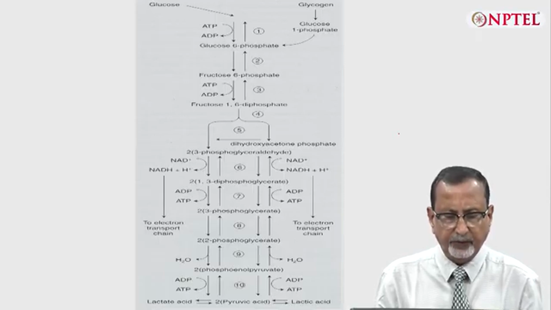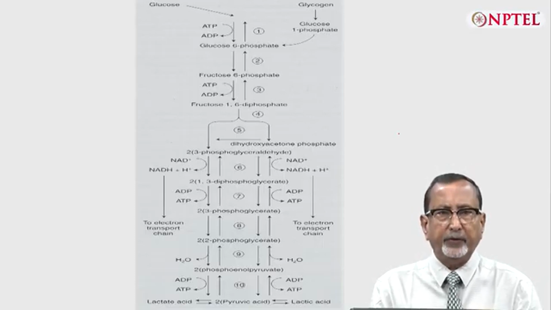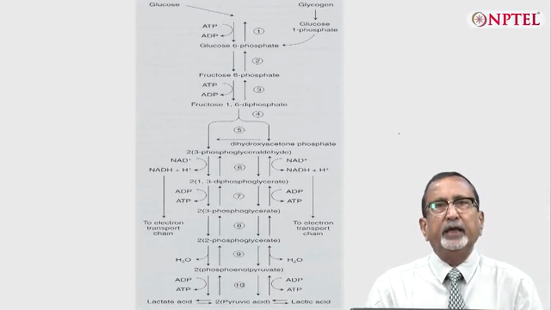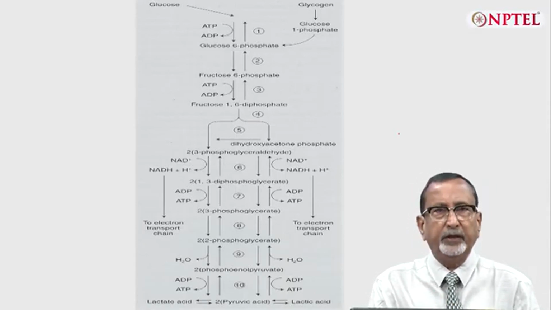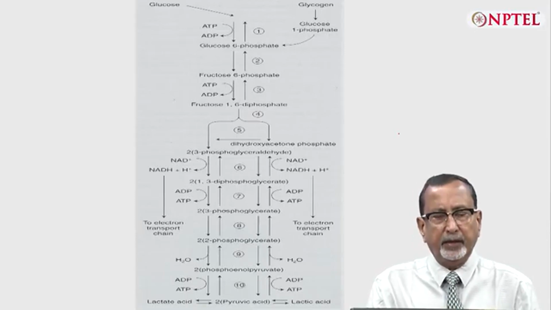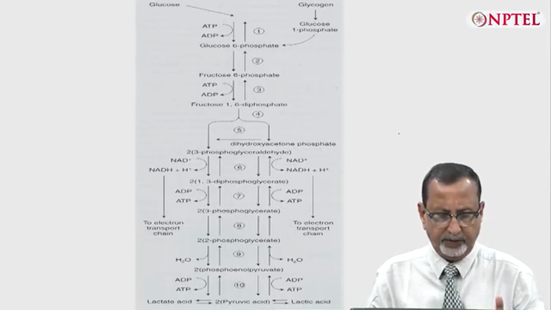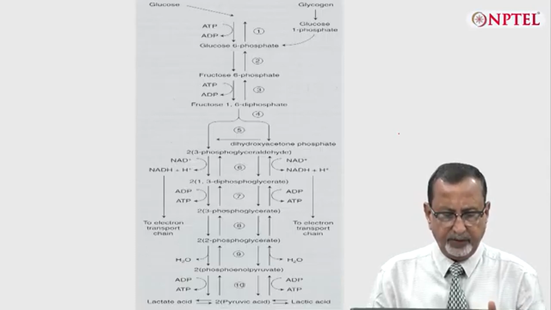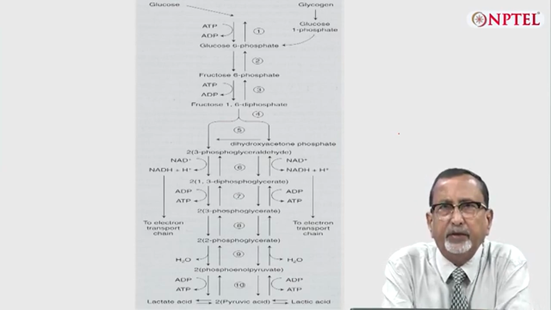then 1,3-phosphoglycerate, then 3-phosphoglycerate, then 2-phosphoglycerate, then phosphoenol pyruvate, enol pyruvate and pyruvate. In the entire process, initially 2 ATP are invested for the first 3 steps of glycolysis, and in the remaining part, from steps 6 and 7, from 7 and 10, ATP is produced.